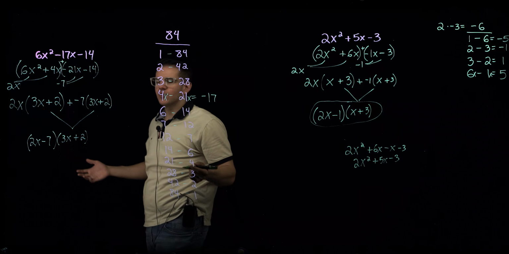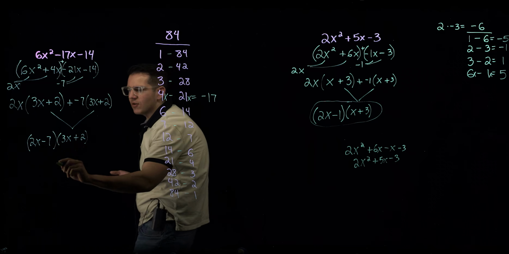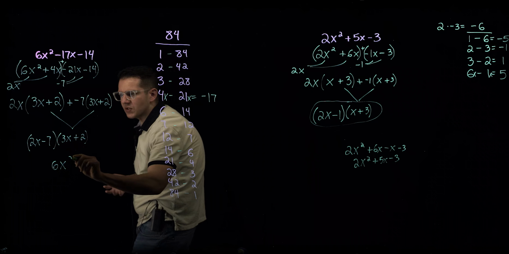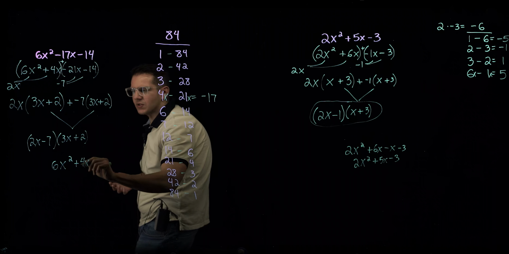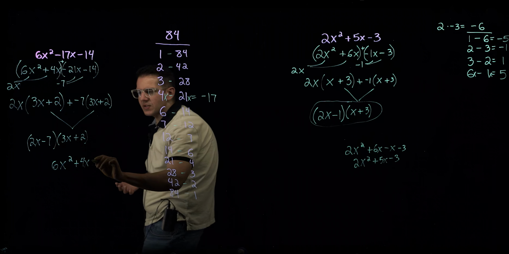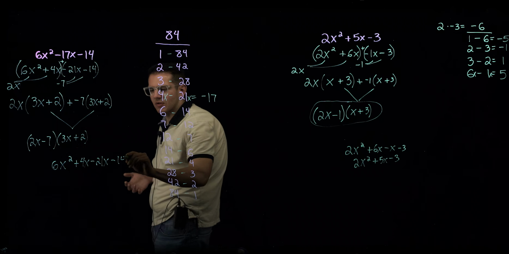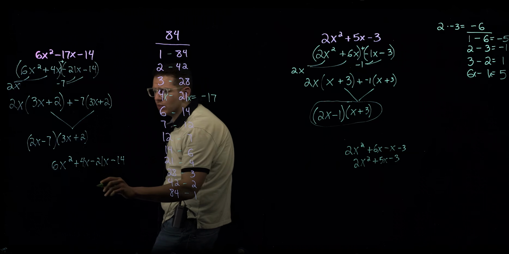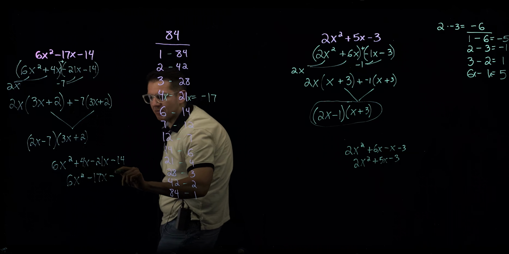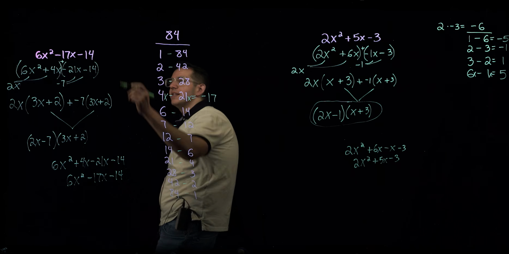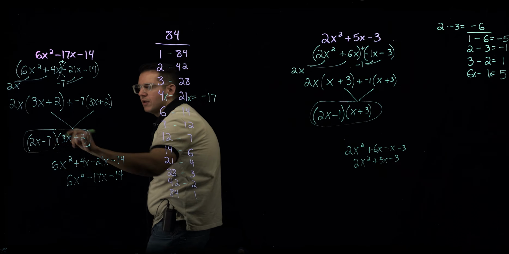And then, like always, it's a great idea to do a quick check at the end to make sure we did this correctly. 2x times 3x gives us 6x squared. 2x times 2 gives us plus 4x. Negative 7 times 3x is minus 21x. And negative 7 times 2 is minus 14, which leaves us with 6x squared minus 17x minus 14. And that's exactly what we started with. So we have properly factored this trinomial.